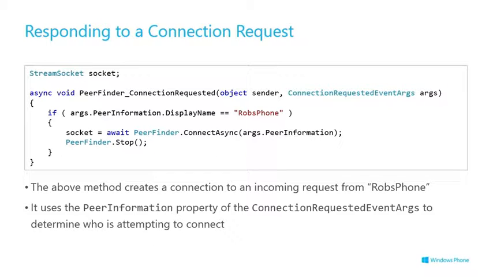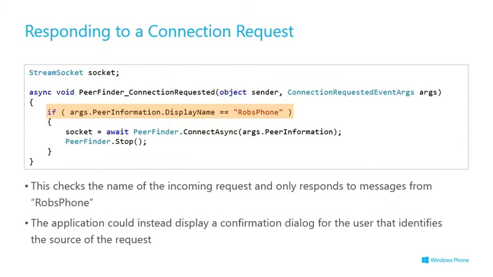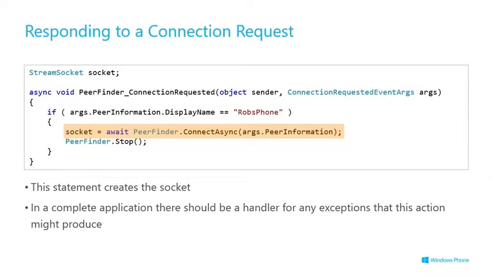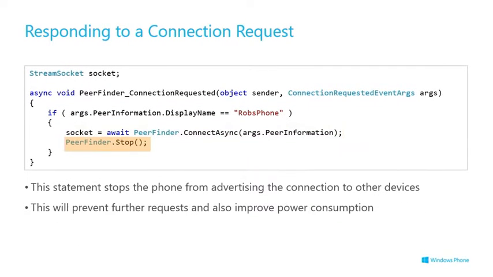Now it's important to understand that when you call peerfinder.stop, that doesn't drop the connection. Far from it. What that does is stop the broadcast saying, "Oh, I'm available for connection." So it's for efficiency, you're saving battery by doing that, and making sure that no other peers could try and connect into you. So that checks the incoming request. We're limiting it to a hard-coded Rob's phone, and this is where we make that connection to create that stream socket, and then this is where we prevent further requests and also improve our power consumption.